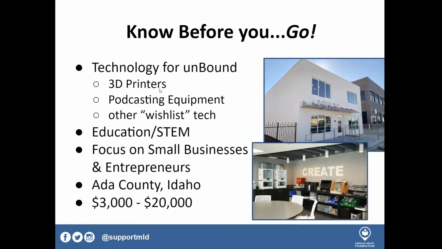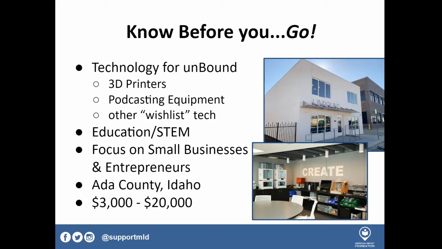Same tips as when you're using the full directory. Know the information that you want to search before you go. Oftentimes, your nonprofit might have lots of different categories or grant proposals, but try and narrow it down to one specific focus. So for this particular example, our focus is going to be technology for Unbound. Our staff at Unbound has a wish list of items that they would love to have. There's 3D printers, podcasting equipment, and so much more. So our focus for this particular example is going to be technology capital for Unbound.